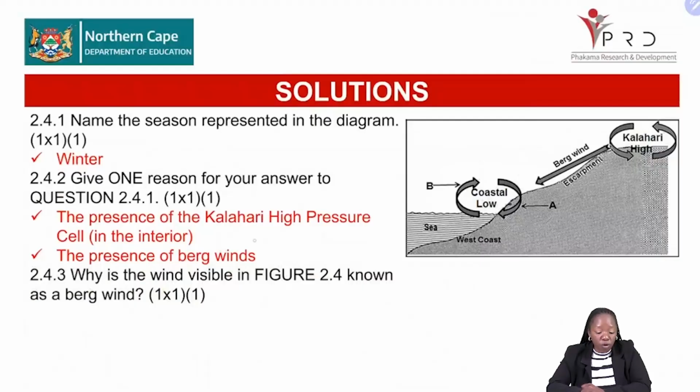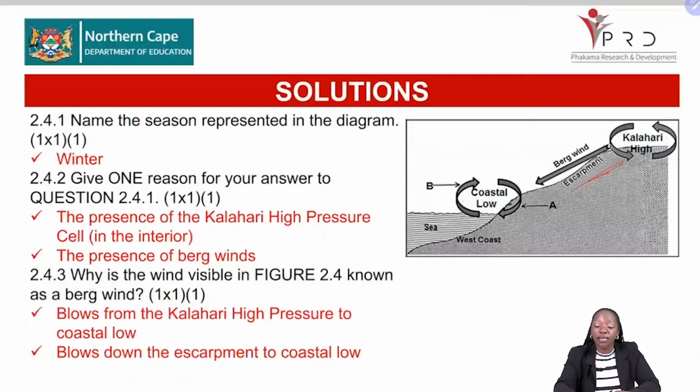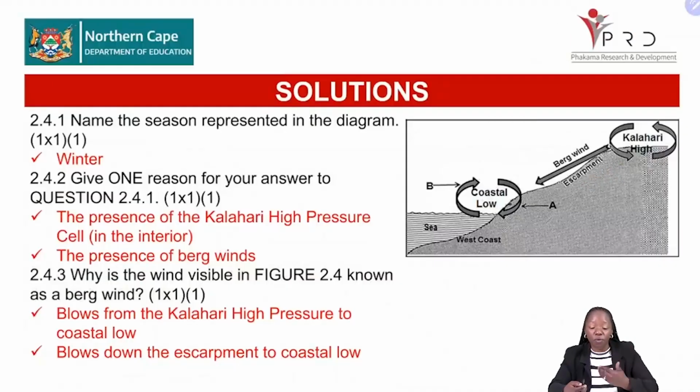Then your 2.4.3, why is the wind visible in figure 2.4 known as berg wind? It is because it blows from the Kalahari high pressure to the coastal low. As you can see, it is blowing from the Kalahari to the coast. Or one might say because it is blowing down the escarpment to the coastal low, as you can see there in the diagram. So you see that the diagram is helping you to give some of the answers.